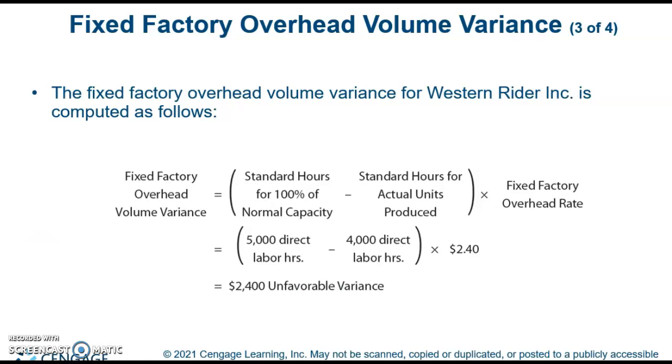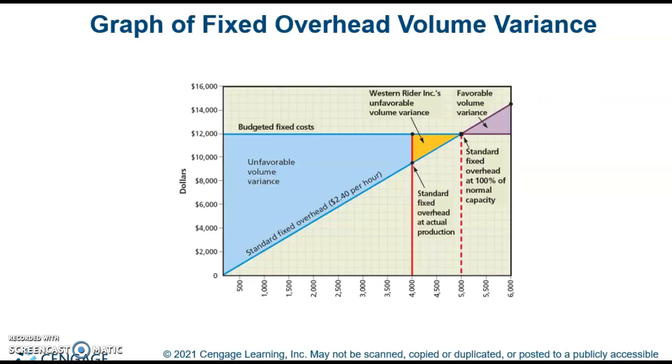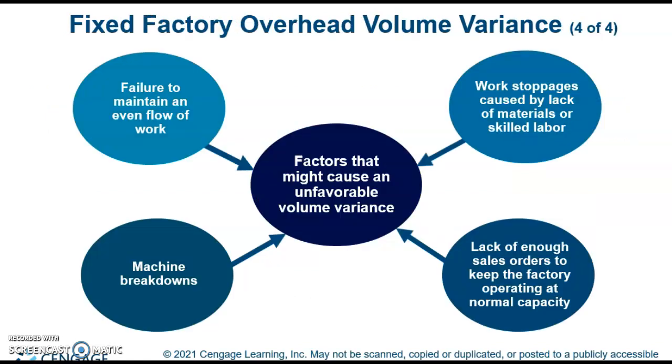And the unfavorable volume variance could be due to all sorts of issues. It could be due to failure to maintain an even flow of work, stoppages caused by lack of materials or lack of skilled labor, machine breakdowns, or lack of enough sales orders to keep the factory operating at normal capacity.